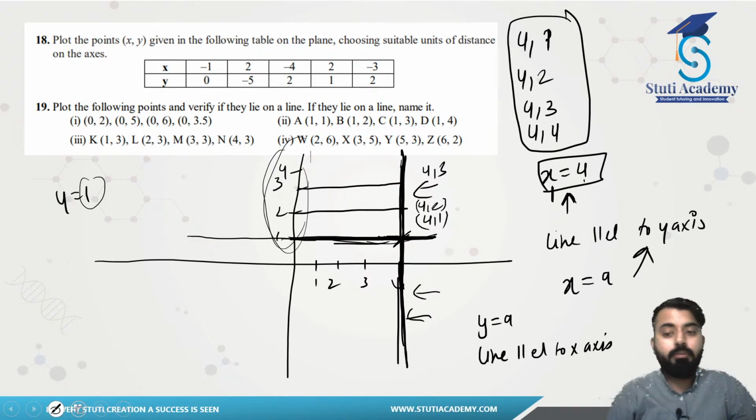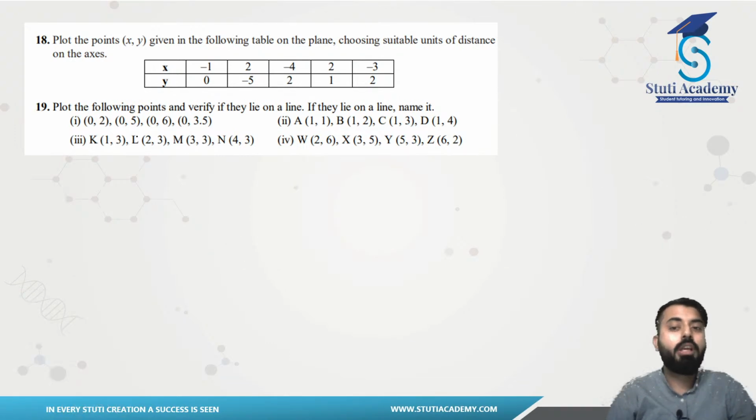So remember, when you have to verify that the given points lie on a straight line, you have to look at your x-coordinate or your y-coordinate, that means your abscissa or ordinate. If all the points share the same abscissa or all the points share the same ordinate, then that means they will fall on the same line. That means if you look here, we have 0 x, 0 x, 0 x and 0 x. So all of these points will be lying on the same line.